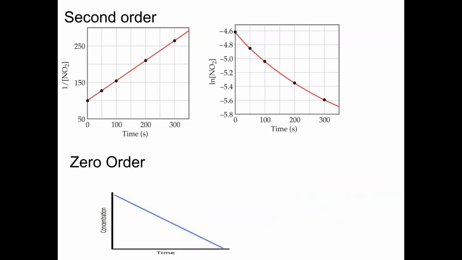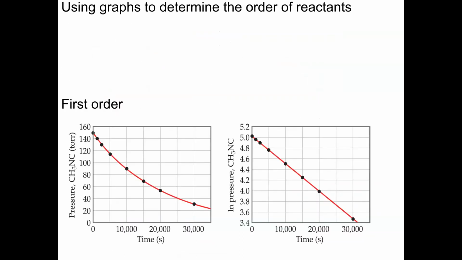All right, using graphs to determine the order of the reactants. For first order, what you're looking for is concentration over time gives you a curved line. So you just have to memorize this. So if you see concentration over time as a curved line, this is called first order.